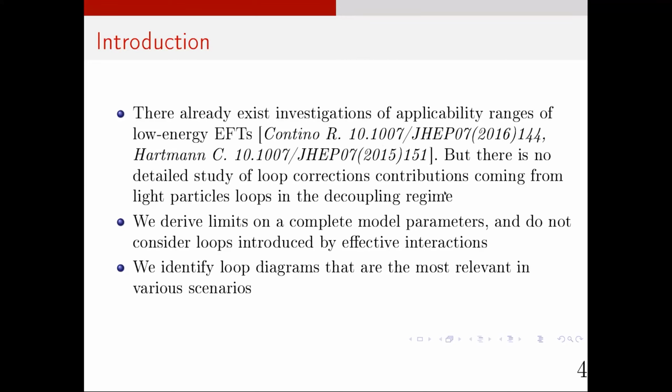In our investigation, we derive limits on parameters of a complete model, on the couplings and masses of a complete model. And we consider only loops of light particles, and we do not consider loops which are introduced by effective interactions, by some 4 fermion vertices or some other ones. And we also identify diagrams which are the most relevant in various scenarios within our model.